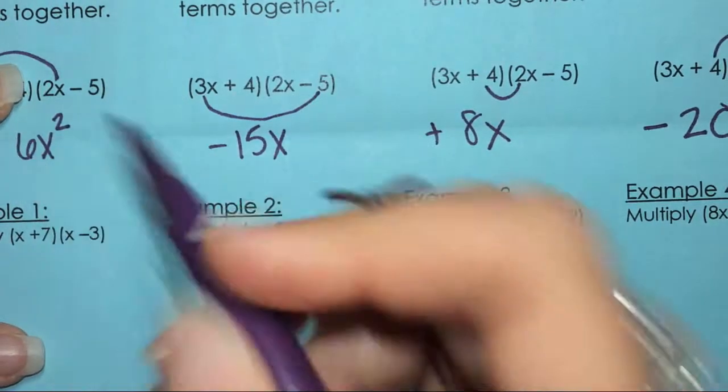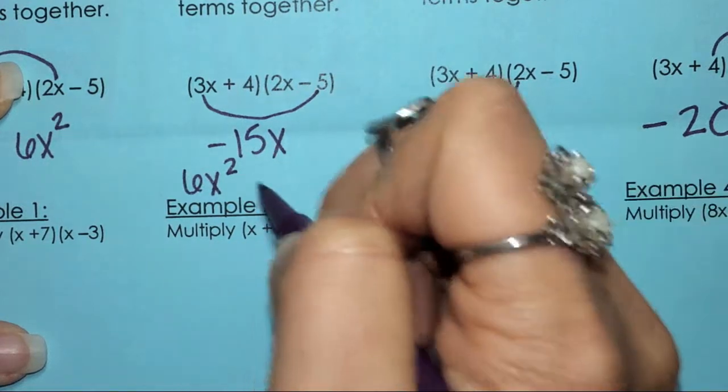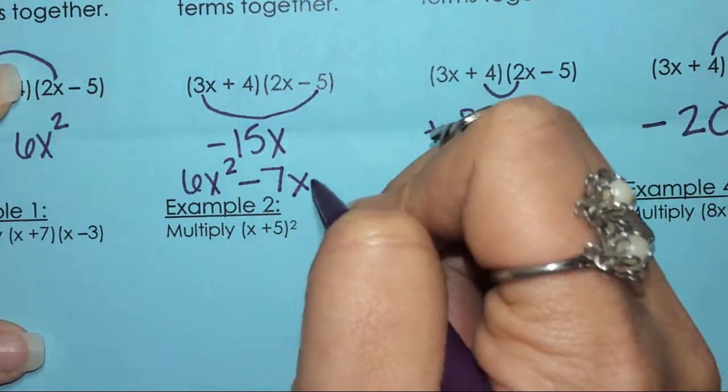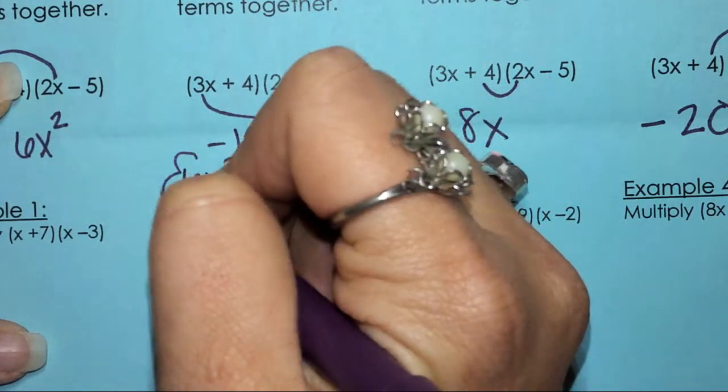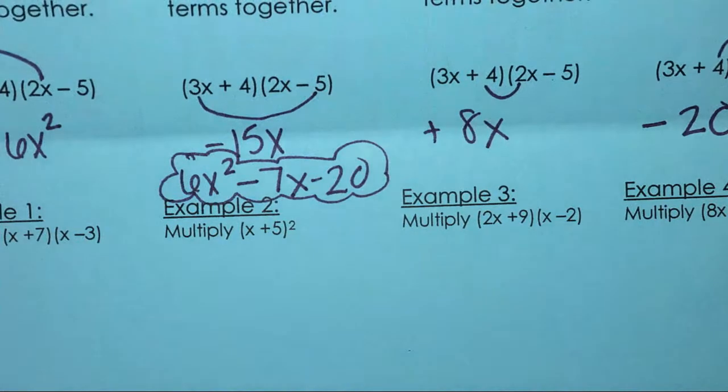All right, so you bring down your 6x squared. Negative 15x plus 8x is negative 7x. And then you bring down your minus 20, and boom, you're done. That's all you do. There's no other like terms. You can't combine anything else. You leave it there.